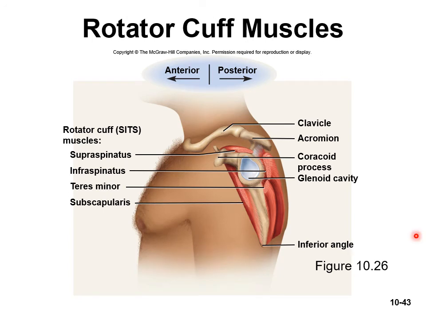So here is a terrible angled figure, but it allows you to see all 4 muscles at once. So we are looking at a frontal section, sagittal section of the scapula. So you've got the coracoid process, the acromion, the clavicle making up the pectoral girdle, and the border of the scapula. So the 4 muscles are the supraspinatus.